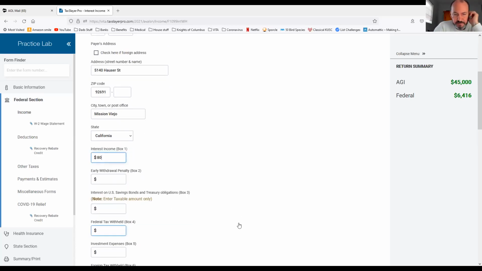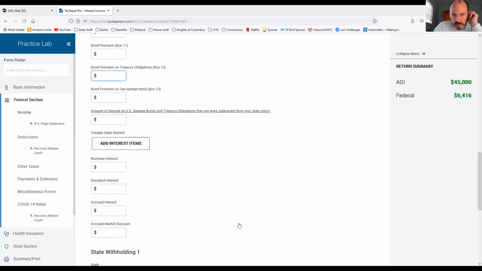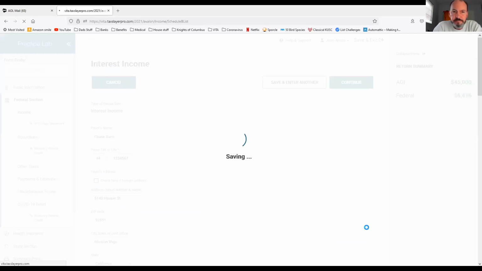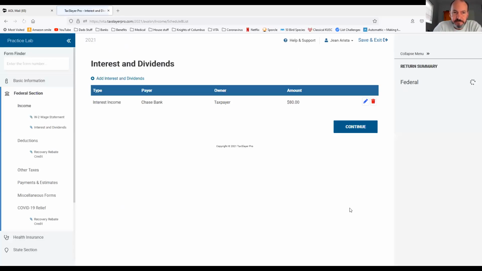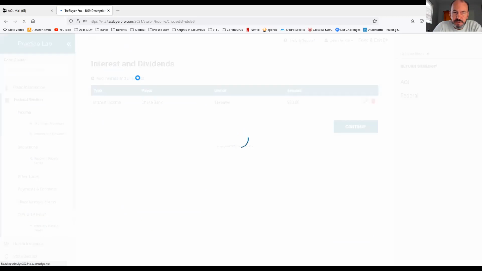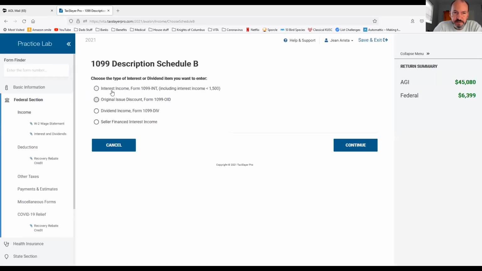Okay, that's all we have for this particular taxpayer. We're going to go ahead and hit continue. We'll go to dividend income. A couple ways to get to it.